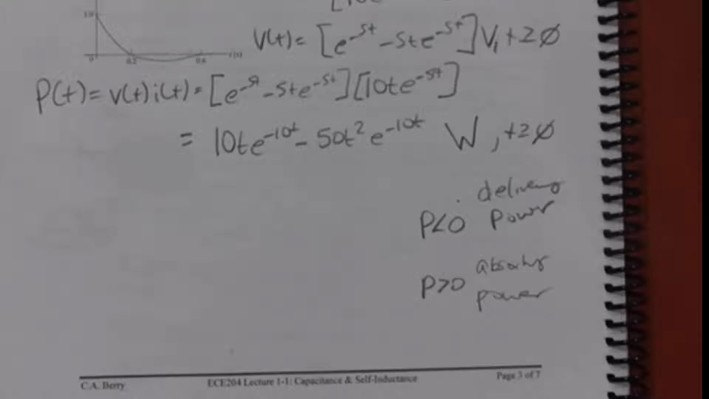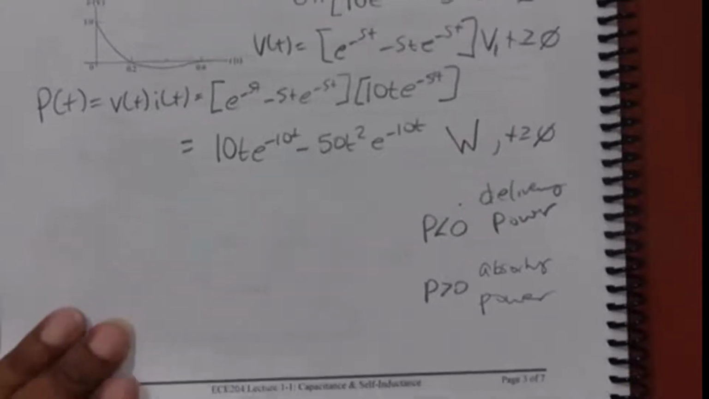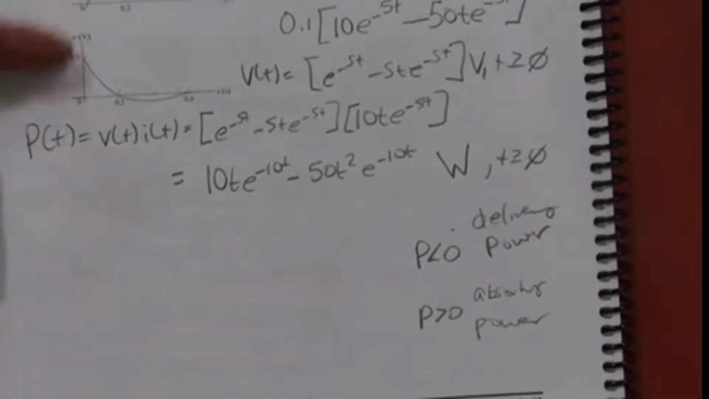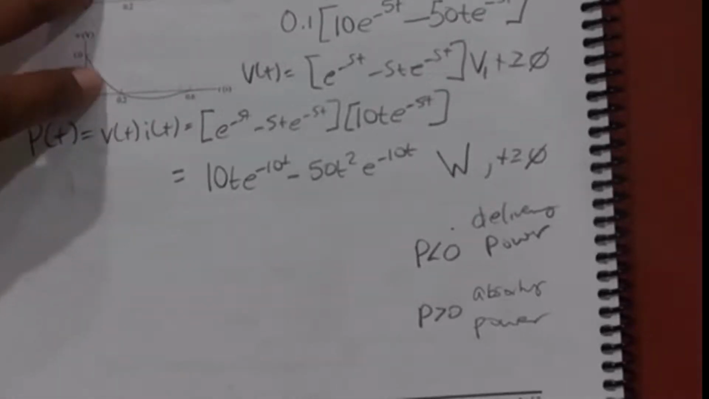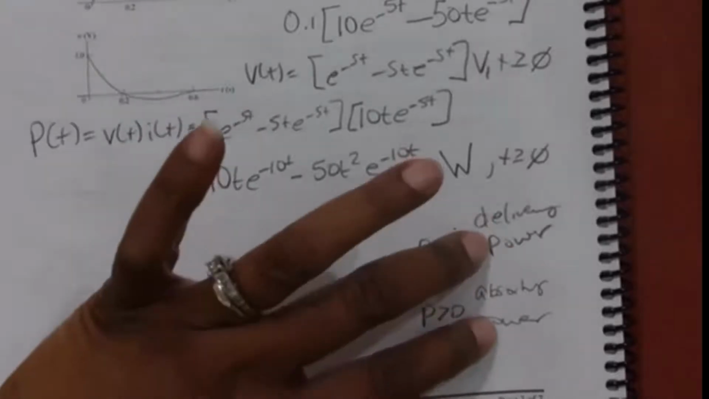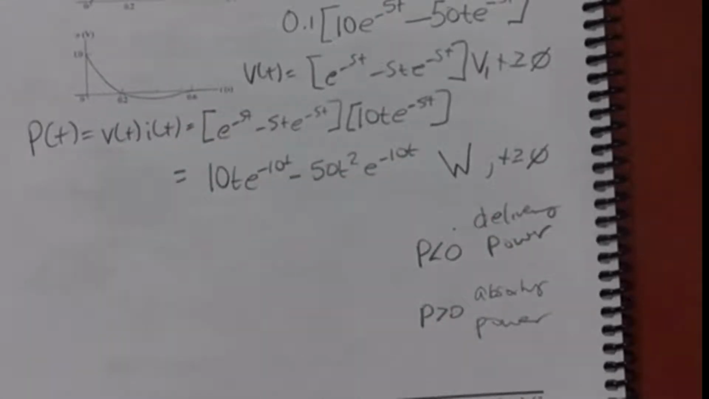Inductors and capacitors store and release energy. So that's what's happening here. So if I multiplied these two figures together, we won't do this, you'll see that they have a positive half and a negative half, which represents when this is happening. Questions? Okay.